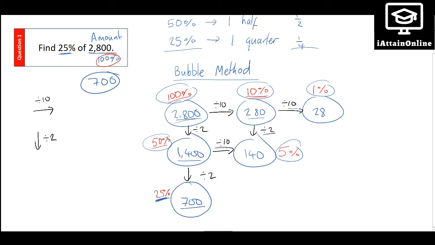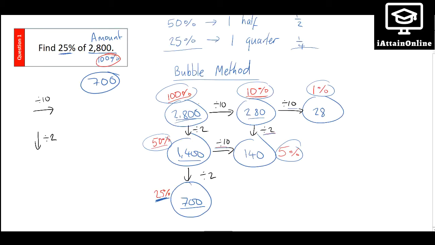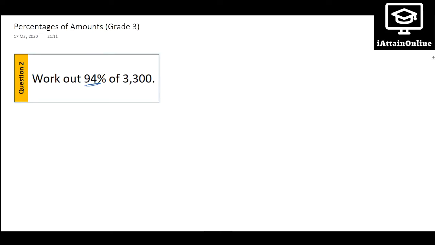So 25% of 2,800 is 700. Okay, now that works quite nicely if you are asked to find a percentage that is in the bubble method. Sometimes, however, you will be given a question like this, where 94%, the percentage we're trying to find, is not in this bubble method. You are still going to start by drawing yourself 6 bubbles.